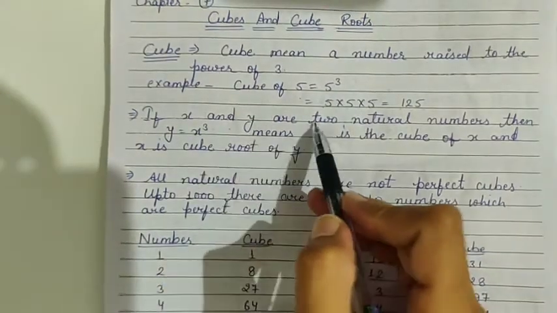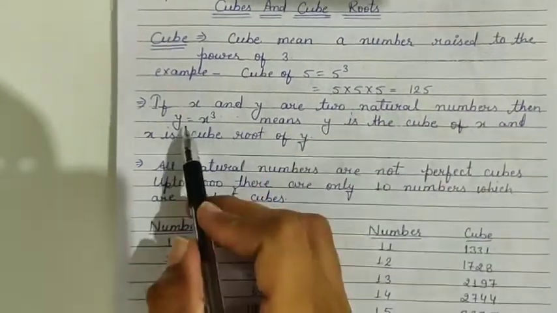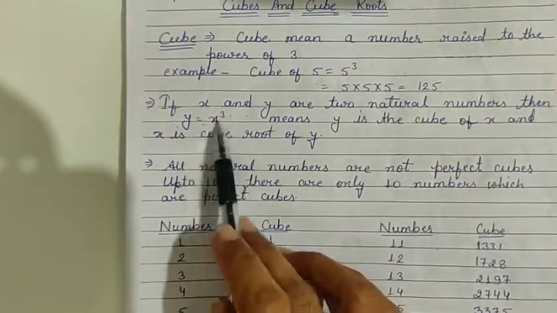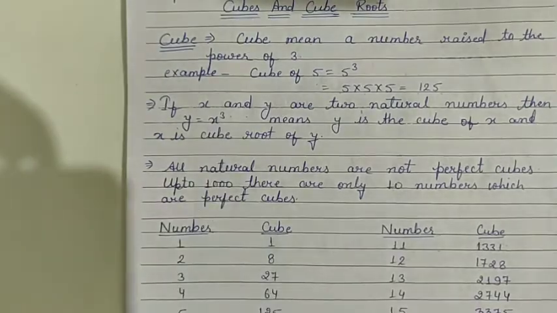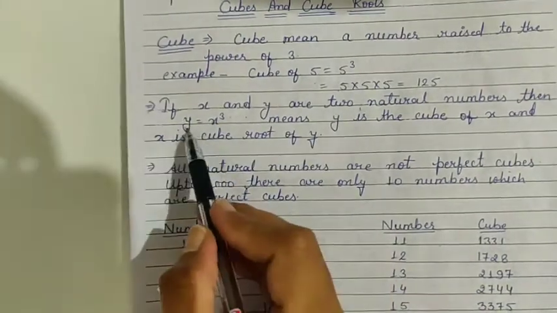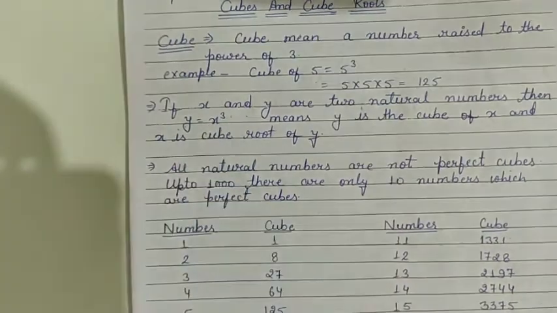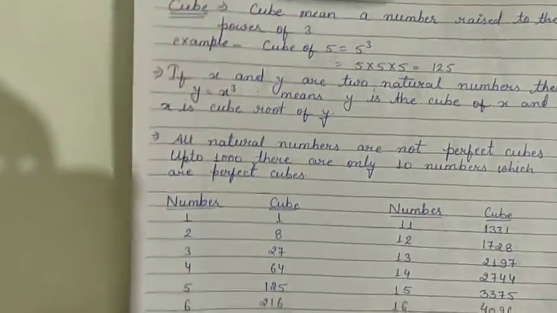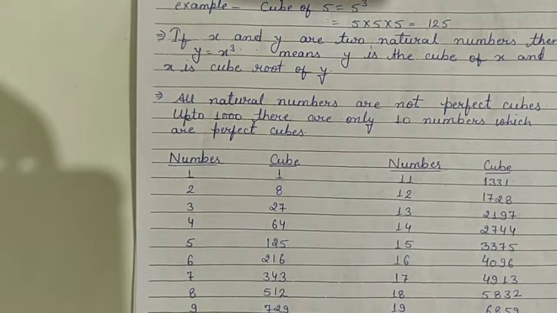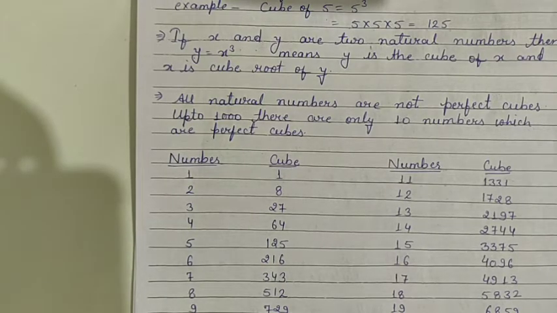If x and y are two natural numbers, then y is equal to x cube. It means y is the cube of x and x is the cube root of y. All natural numbers are not perfect cubes. Up to 1000 there are only 10 numbers which are perfect cubes.